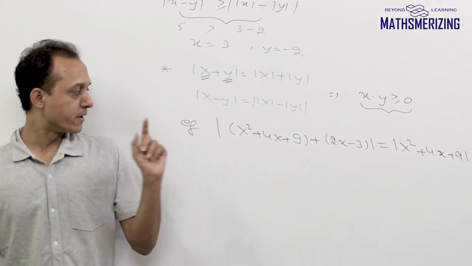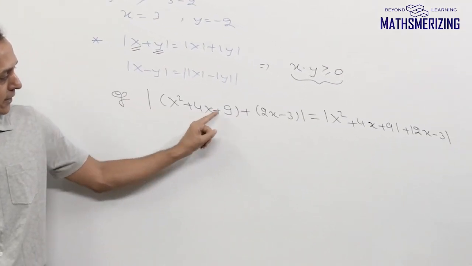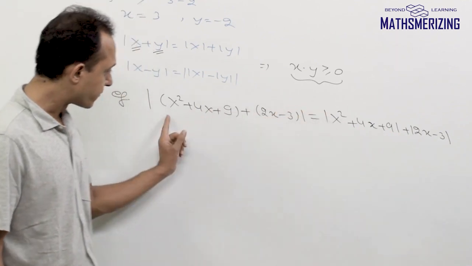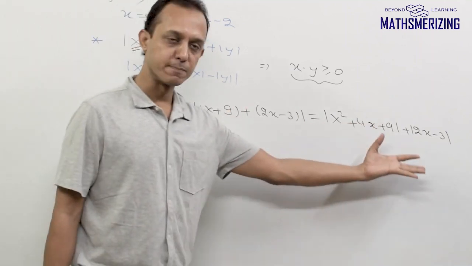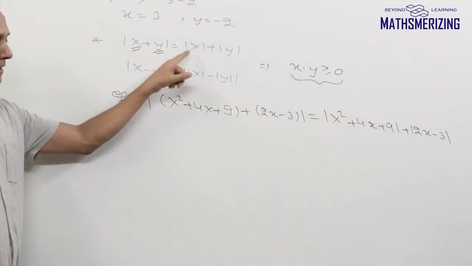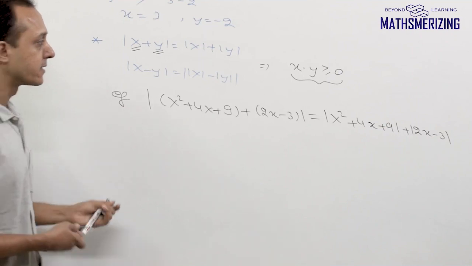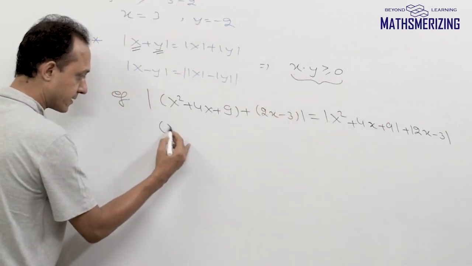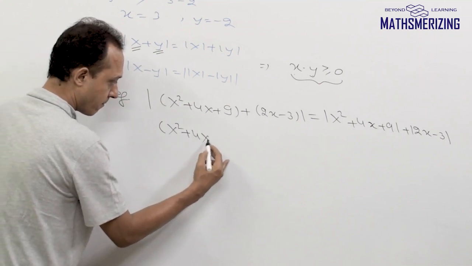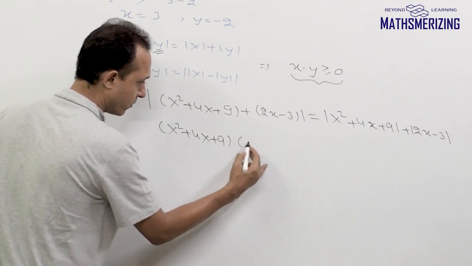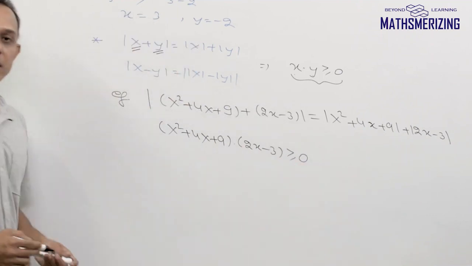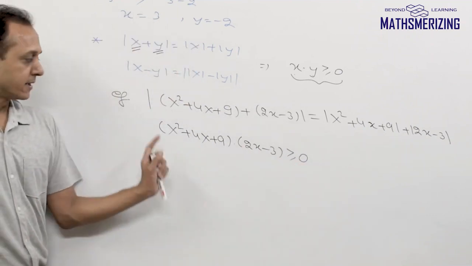So say, for example, a question is given as mod of x square minus 4x plus 9 plus 2x minus 3 is equal to mod of x square plus 4x plus 9 plus mod of 2x minus 3, which is mod x plus y is the same as mod x plus mod y. So in this case, the only condition I'll get is x into y should be greater than or equal to 0. So I can write x square plus 4x plus 9 into 2x minus 3, and it should be greater than or equal to 0. So now I need to solve this inequality.